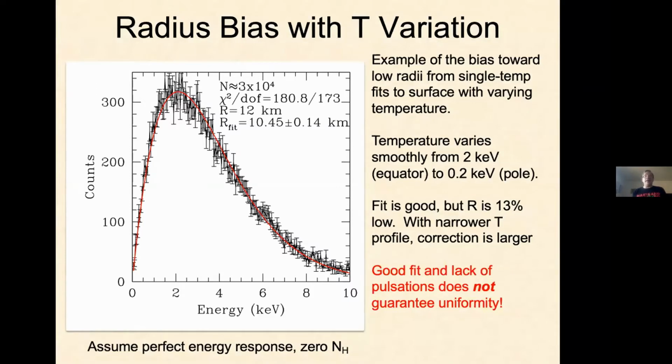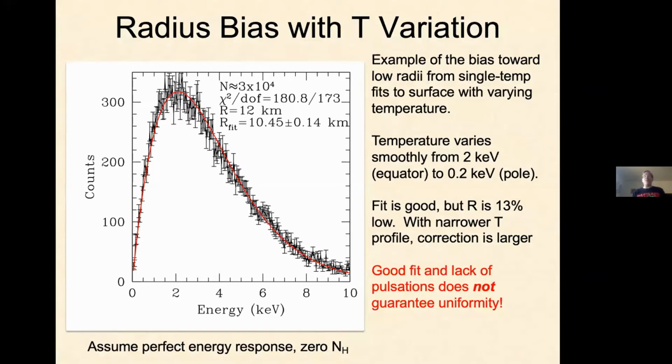Here we have an example. I constructed synthetic data using a local emission that is a black body everywhere. In reality, it isn't, but we're doing the analysis this way. And I had a huge variation, a temperature that varied smoothly from kT equals 2 keV at the equator to 1/10 of that at the pole, a giant range. And yet, I fit this assuming a single temperature. What you notice here is that if you look at the chi-square per degree of freedom, 181 over 173, that's fine. That's no problem. You would never have a hint that you have a terribly wrong model.